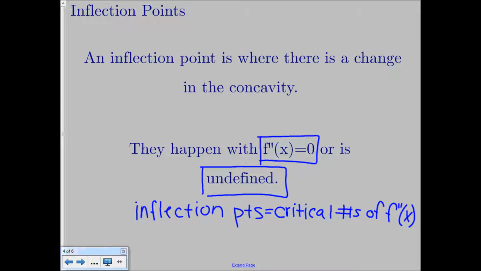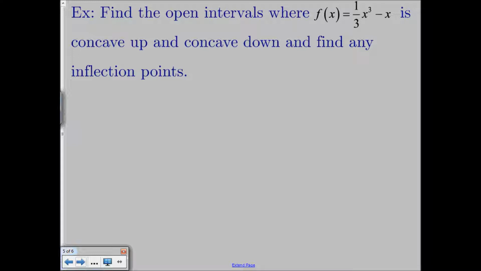So we want to first find out where our second derivative is going to be either equal to 0 or undefined, set up another sign chart just like we did with the first derivative for increasing and decreasing intervals, and then look to see if there are any changes in the concavity happening at those different critical numbers. So let's put this all together. Let's find the open intervals where this function is concave up and concave down, and then let's determine if it has any inflection points. The first thing to do in order to find concavity is to find the second derivative. In order to find the second derivative, we need to find the first derivative.